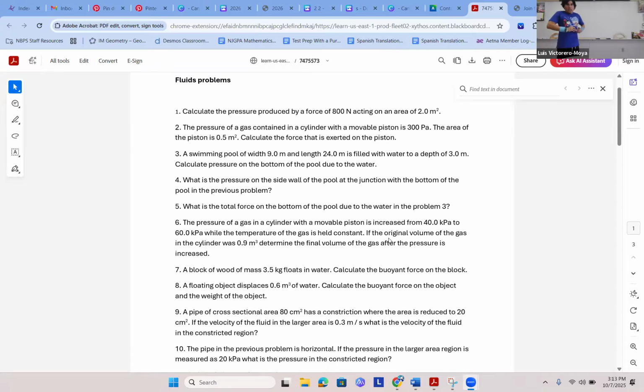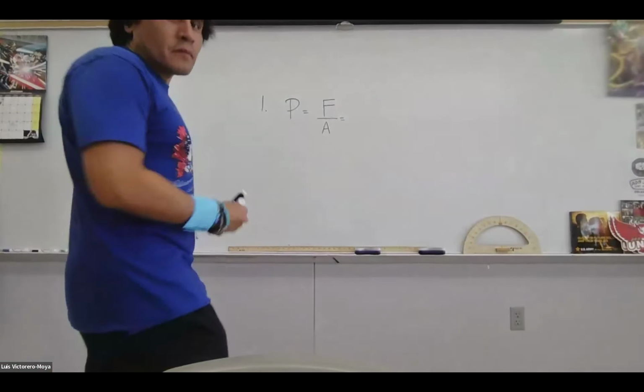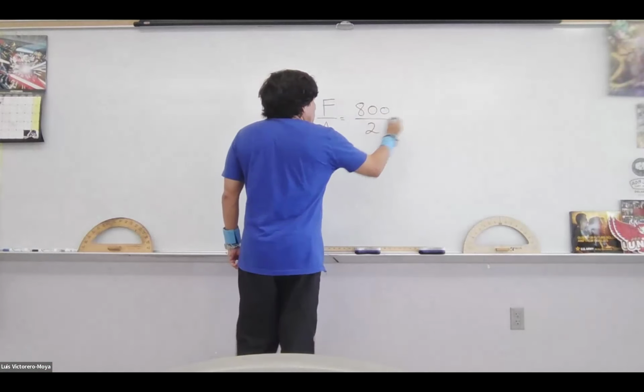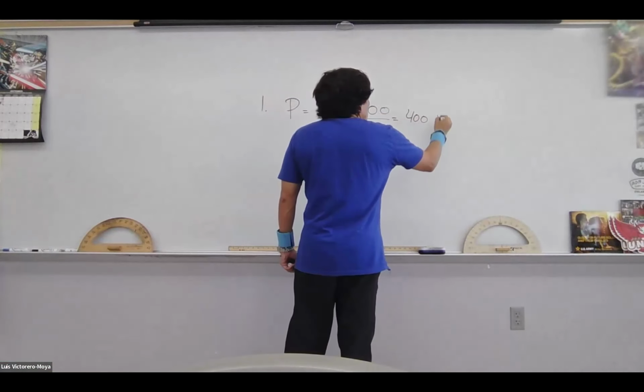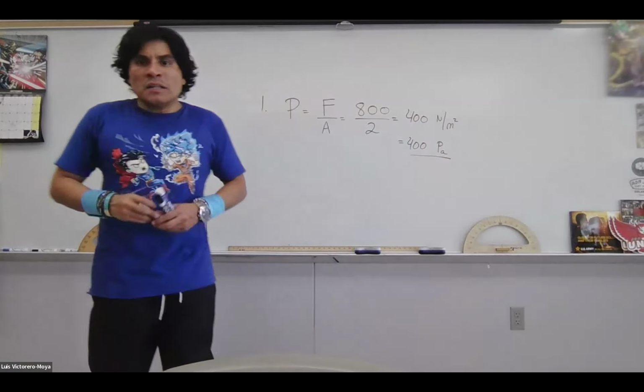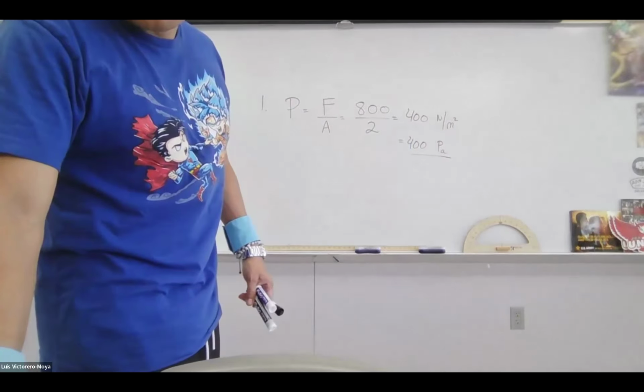where you have the pressure and the area, right? Yeah, they want you to find the pressure, which is force divided by area. The force is 800, the area is 2 meters squared. So 800 over 2 meters squared is 400 Newton per meter squared, which we know is 400 pascals. All right? That is an example of how to do this.